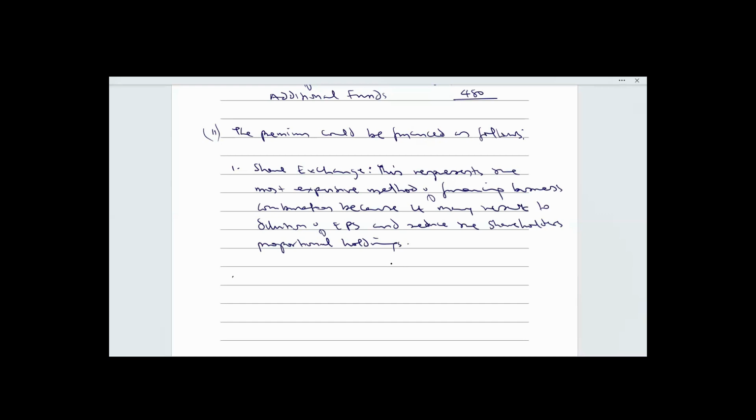So the number two method of financing the acquisition is through cash payments. When you finance through cash payments, ordinarily, this does not really have much issue with the company. However, this may result in dilution of EPS as well, because your PAT will reduce. Of course, your number of shares remains constant, but your profit after tax will reduce because you are paying cash from your PAT. As a result, the earnings per share will be impaired.